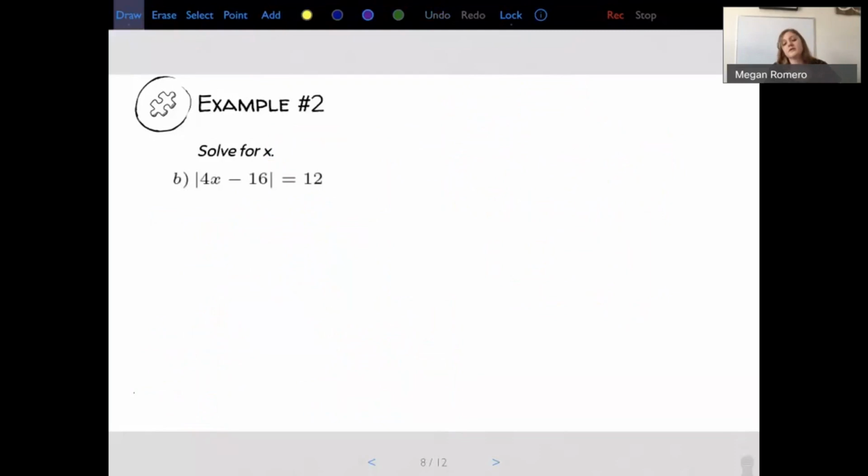Example 2, part B, solve for x. So in a problem like this, when the absolute value bars are already by themselves on one side of the equation, you can go right into splitting it into two equations. So this would be 4x minus 16 equals 12, 4x minus 16 equals negative 12, and solve each for x.